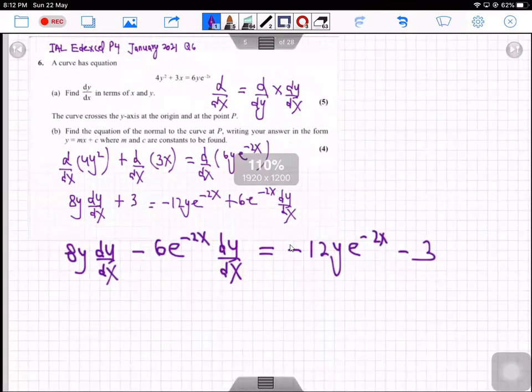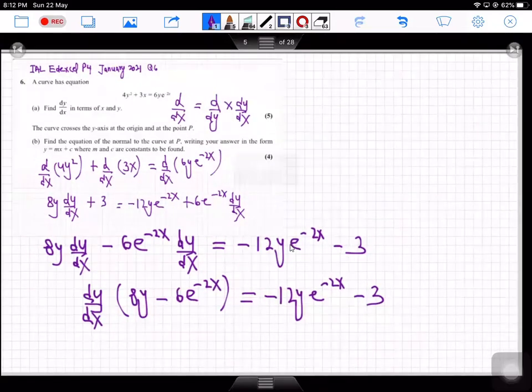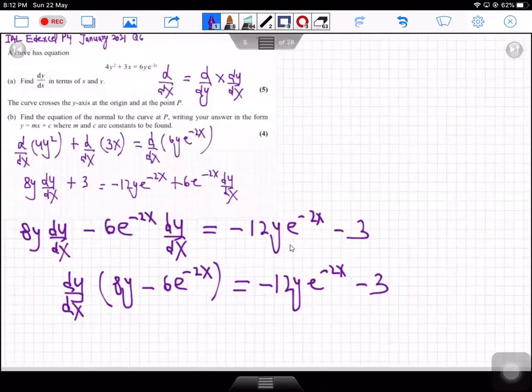So when you take dy over dx common, you are left with 8y minus 6e raised to the power minus 2x. And on the right hand side of the equation, you are left with minus 12y e raised to the power minus 2x and then minus 3. So therefore, all you need to do is just make dy over dx the subject of the equation.